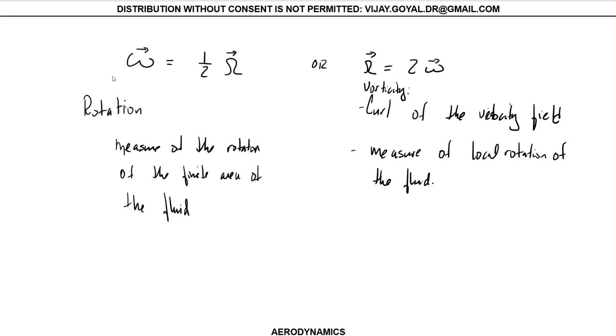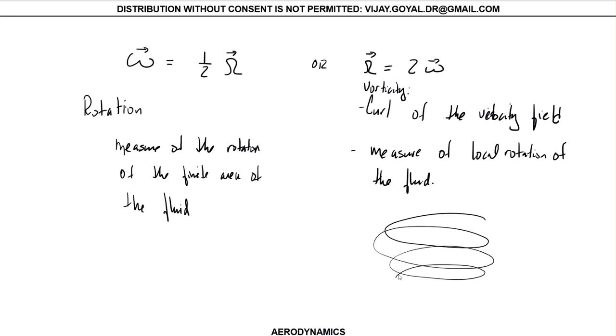If I'm talking about the capacity of that fluid to generate a vortex, the involvement of vorticity, then I'm saying, hey, this is a vorticity, right? I'm generating a vortex, so it has the capability of doing a vortex. So this is a vorticity. That capacity of the vorticity is measured by twice the rotation, omega.